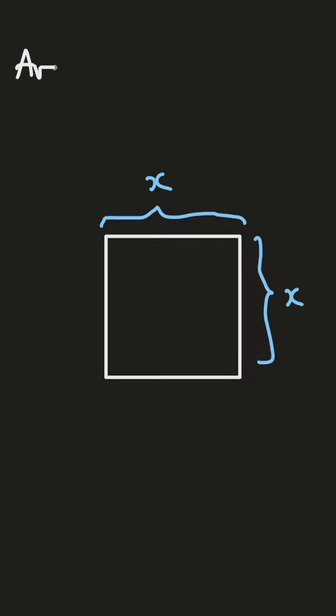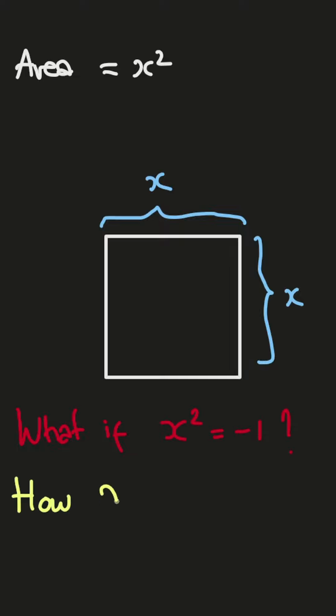Imagine we have a square here, where one side is x and the other side is x. The area of the square is x squared. Now the question is, what if x squared equals minus 1? How do we describe an area equal to negative 1?